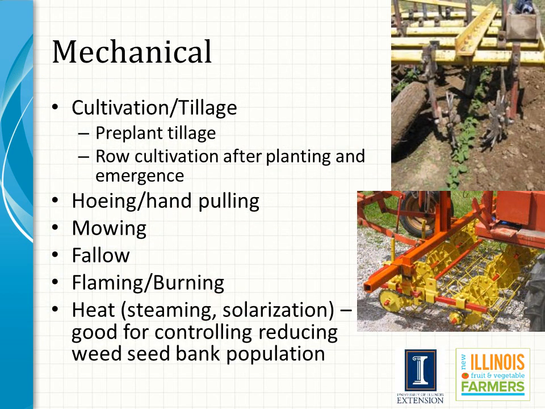Next we have mechanical weed control. This is very common in fruit and vegetable production systems, and most commonly we utilize tillage as a weed control method. This could either be pre-plant tillage or row cultivation after planting and crop emergence. Also involves hoeing and hand weeding, mowing, leaving ground lay fallow, the use of flaming or burning, and also the use of heat through steaming or solarization. And what this is basically the use of that heat to heat the soil to the point which it sterilizes seeds in the weed seed bank in the soil.